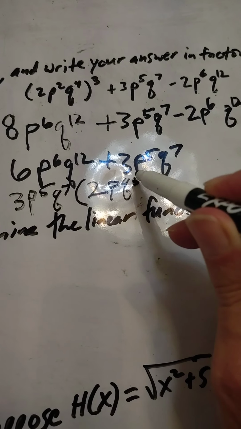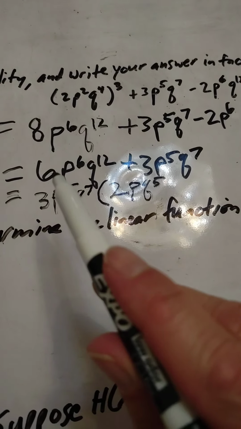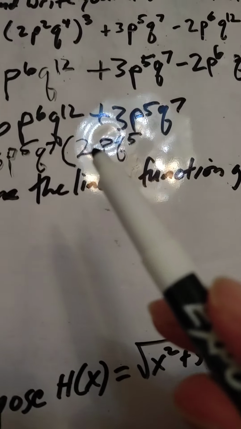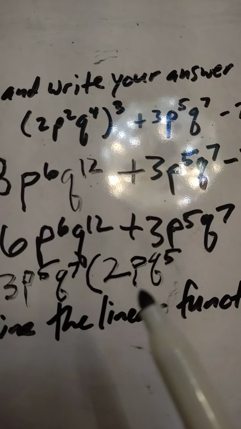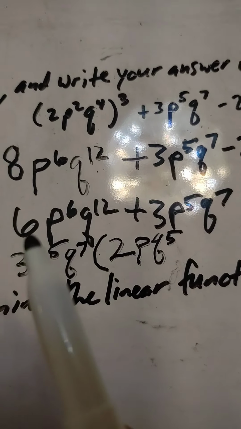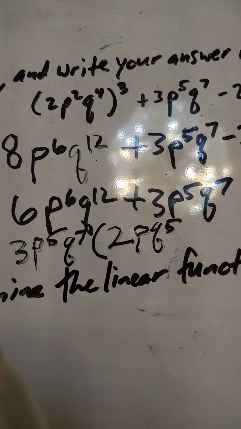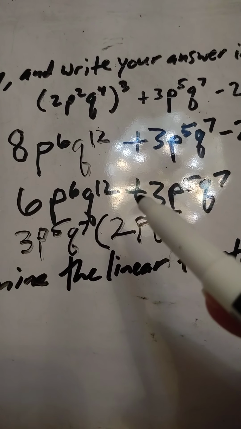Q to the fifth. So that takes care of the first term. As a check, isn't 3p to the fifth q to the seventh times 2pq to the fifth exactly that first term? 6p to the sixth q to the 12th. Yes, checkaroo. And then write plus.